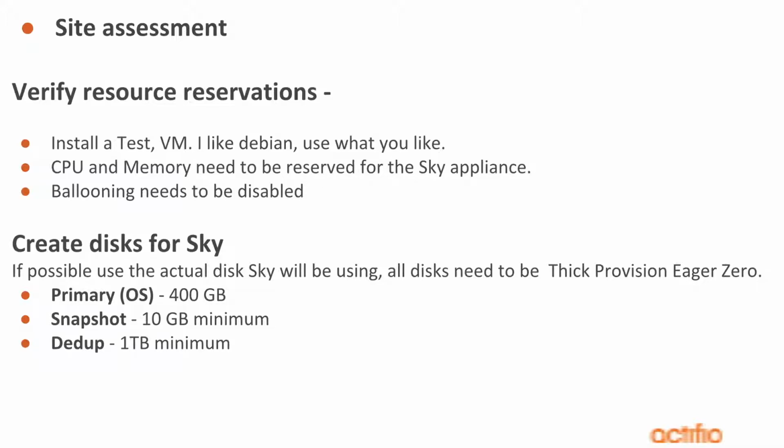Now, you really only need to do this once. So if you were going to install 7 Skies, you could really just make this VM, clone it, and then push it around to the different environments you want to assess to see if they're suitable candidates for the installation of a Sky appliance.